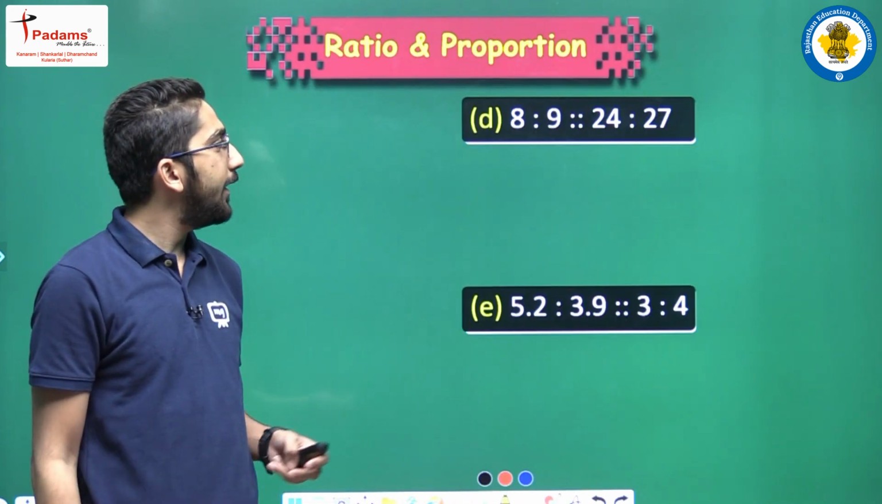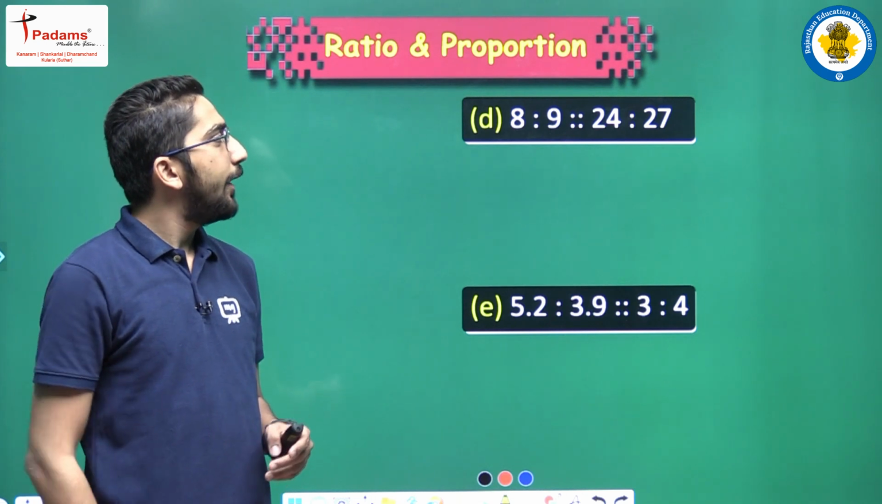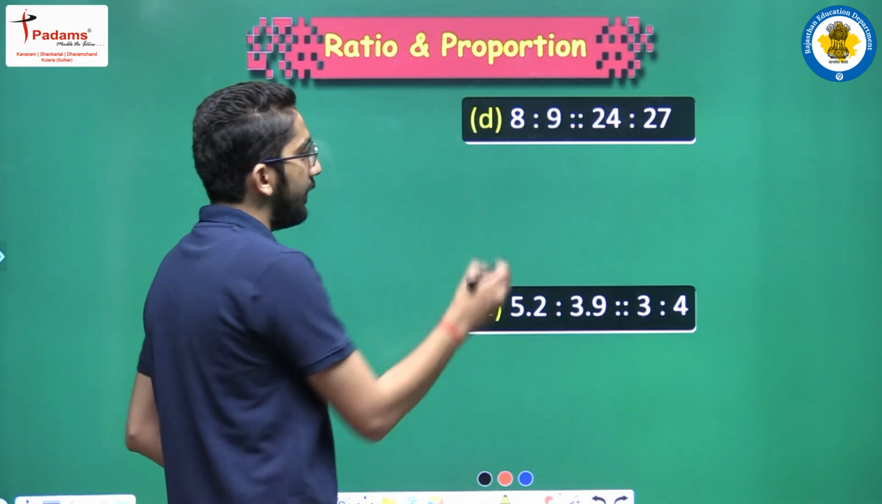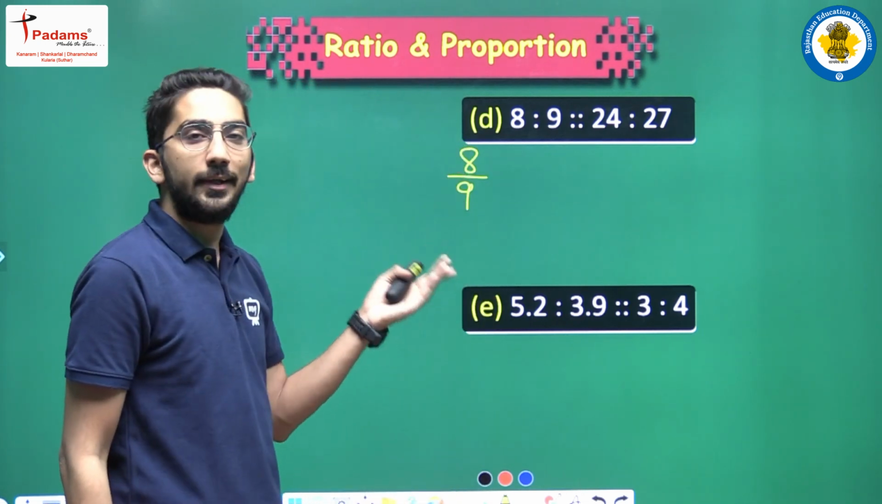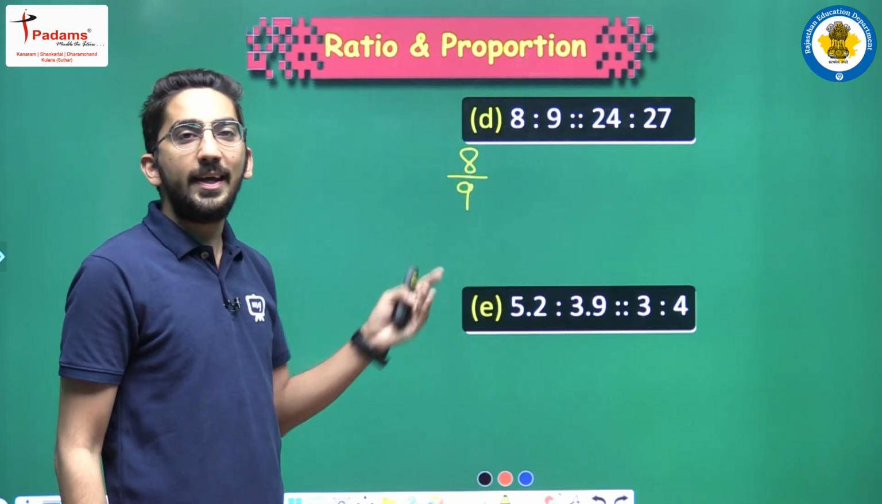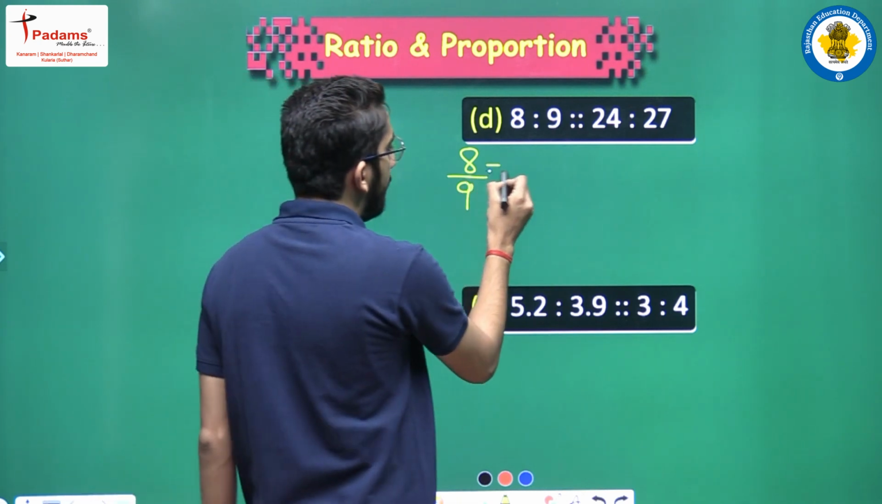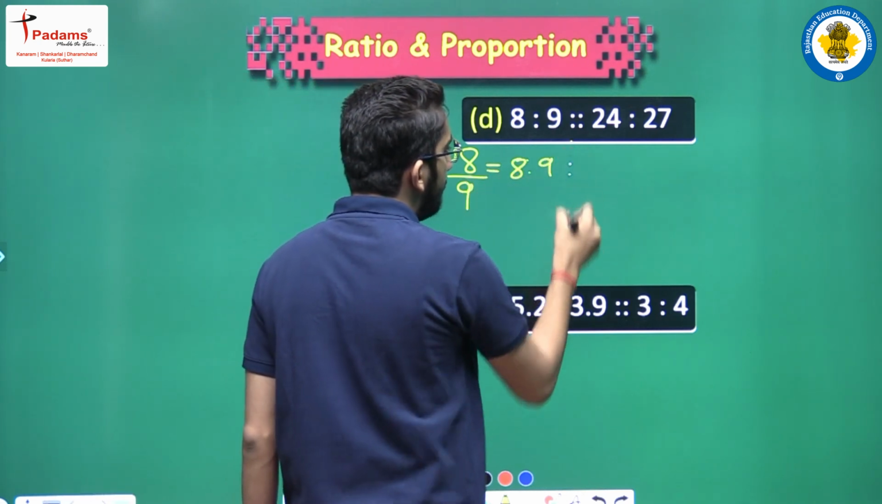ठीक है, आगे देखिए 8:9 as 24:27. So 8:9. स्टूडेंट्स, मैं इसको फर्दर सिंप्लीफाई नहीं कर सकता. It is already in its simplest form. So this will be 8:9 only.